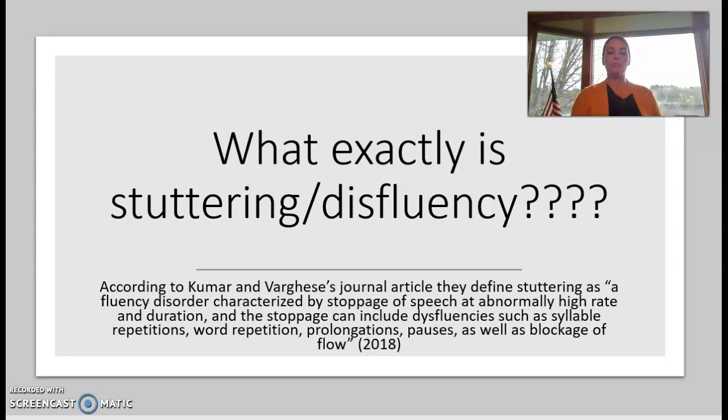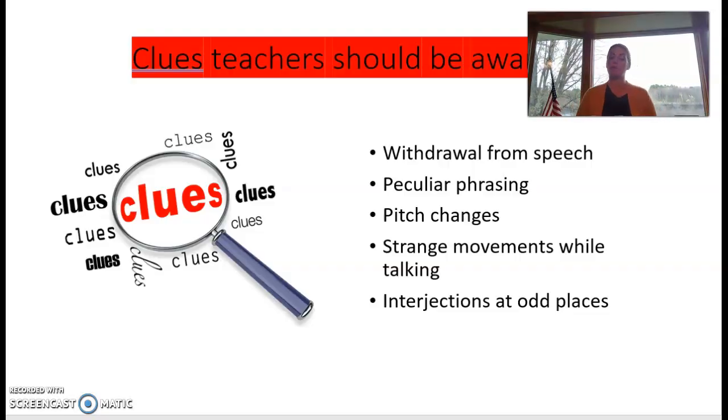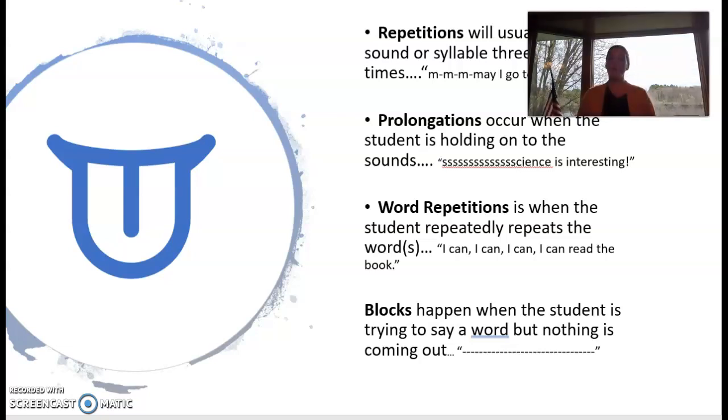Students will often try to hide their disfluency, and teachers should be aware of clues such as withdrawal from speech, peculiar phrasing, pitch changes, strange movements while talking, and interjections at really odd places. Repetitions occur when the student repeats a syllable 3 or more times, such as "may I use the restroom," and prolongations occur when a student is holding on to something, "Science is fun." Word repetitions is when students repeatedly say a word or words such as "I can read," and blocks occur, and this is what happened to my son often when the words just don't flow out. They are blank. They're trying to say it and nothing is coming out.